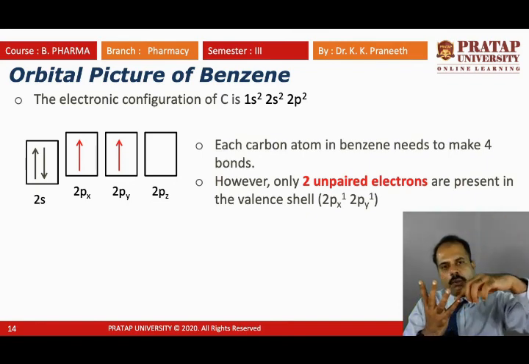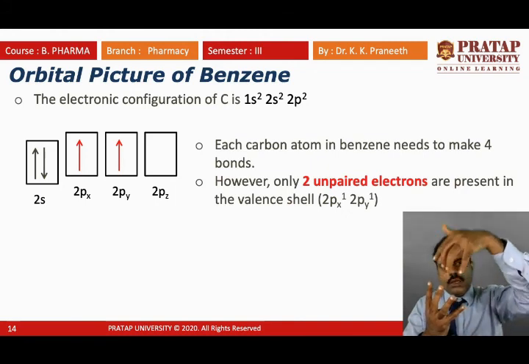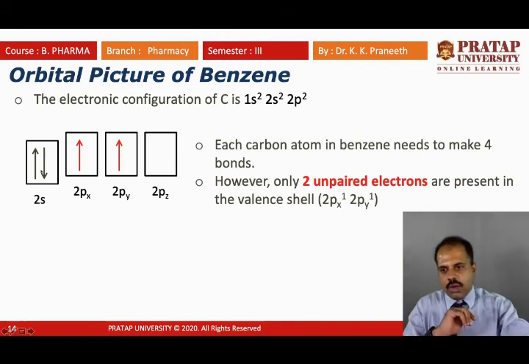4 unpaired electrons of carbon react with one hydrogen to form the 4 bonds. So we need 4 unpaired electrons, but here you have only 2 unpaired electrons. So this is the very important point in this lecture: how to get the 4 unpaired electrons. To make 4 unpaired electrons, 1 electron from the s orbital moves to this empty 2pz orbital. This is a very important point here. 1 electron is transferred to this orbital.